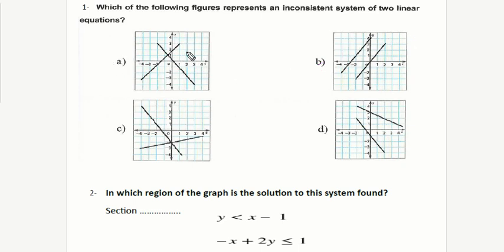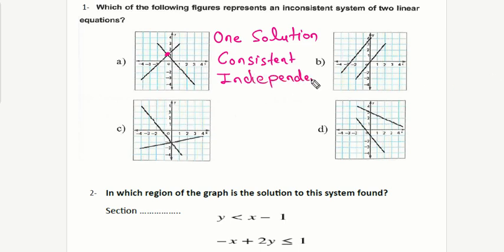First option, you have one intersecting point. So how many solutions? Is the system consistent or inconsistent? Is the system dependent or independent? That you will have to remember. We have discussed it so many times, so remember it. Similarly, if you look at option C, it is also intersecting at one point. So one solution, consistent and independent.